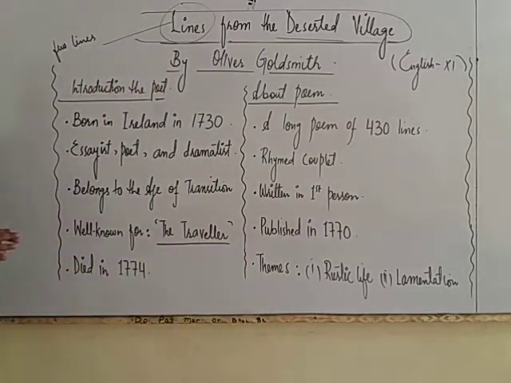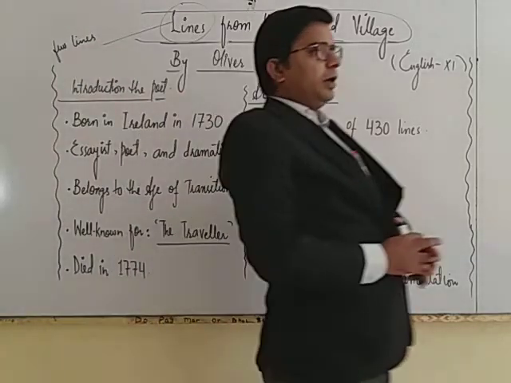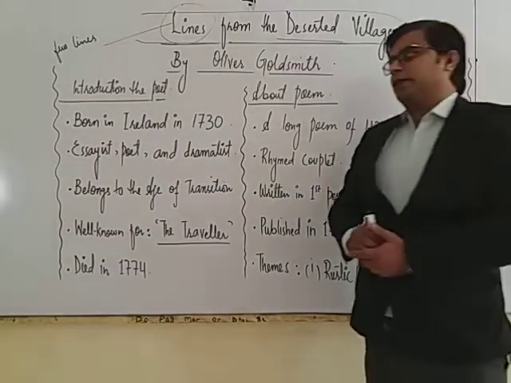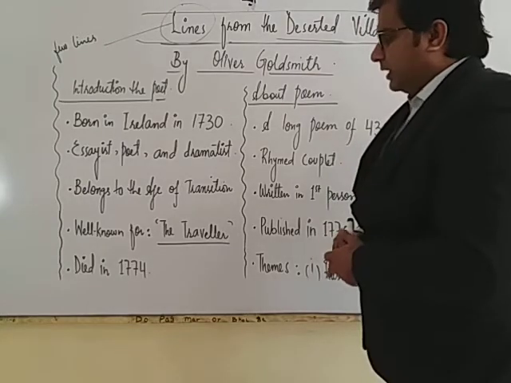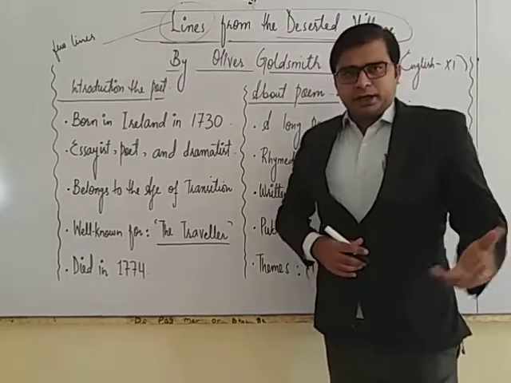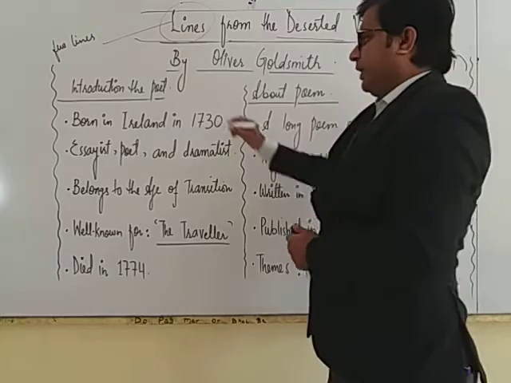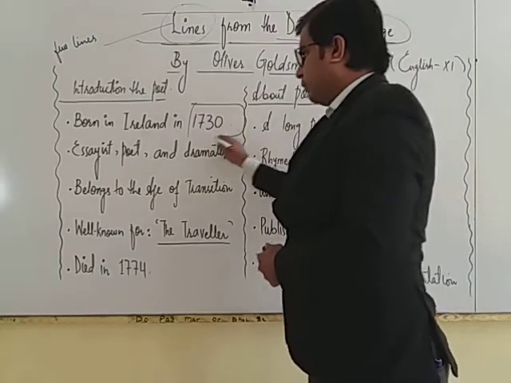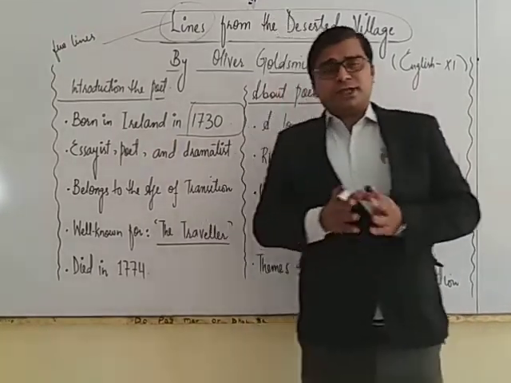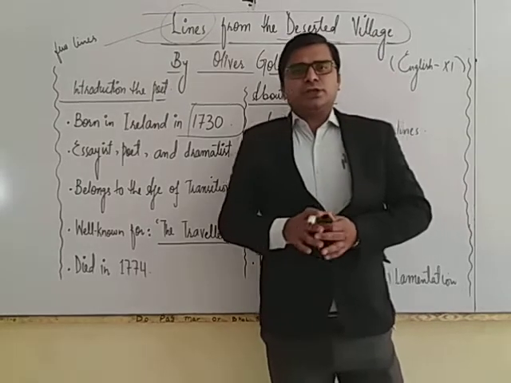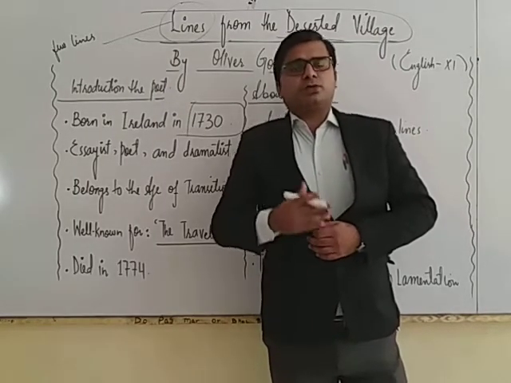First, we have the introduction of the poet. Let me tell you when he was born and what the features of the poet are. He was born in Ireland, which is near England, in 1730. And let me tell you that it was about the ending age of the transition age. Yes, this was the time when the age was about to end.